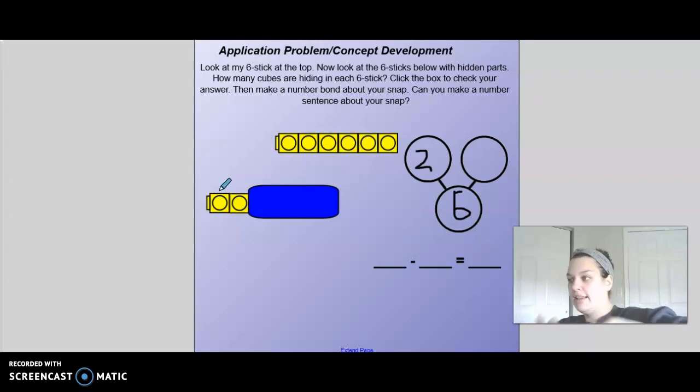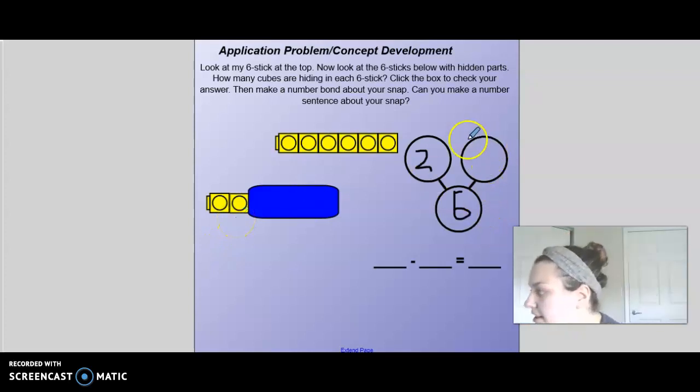And then you should be able to see how many are left, but since we have this big blue box covering it, I don't know how many are left, so I need your help. We're going to count up once I don't have any cubes left. So 1, 2, 3, 4, 5, 6. How many cubes are hiding? 4. Great job. Is that what you showed when you separated your two?